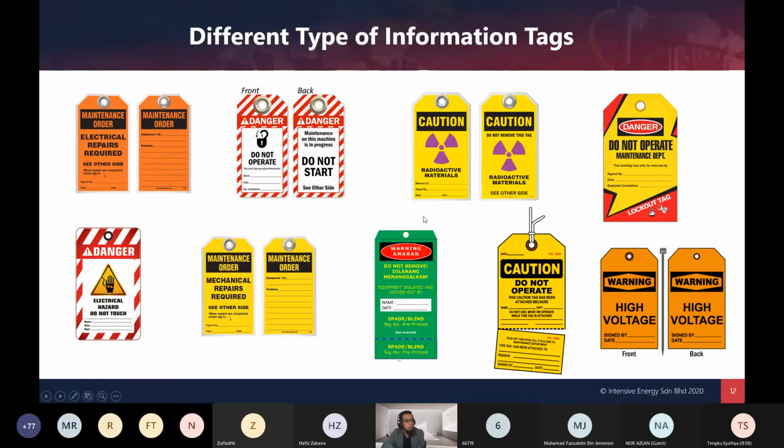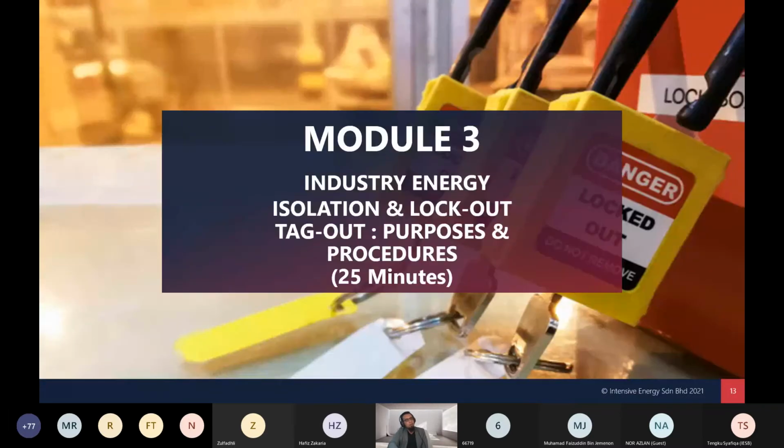And some people have different tags. For example, for spade blind, they use green color to identify. In some big organizations, there are different tags for different purposes, different tags by different departments. It depends. So as long as you know your equipment and your department, then you can start to purchase or design your tag. Okay. So that is the introduction on why we need to lock and why we need to tag.